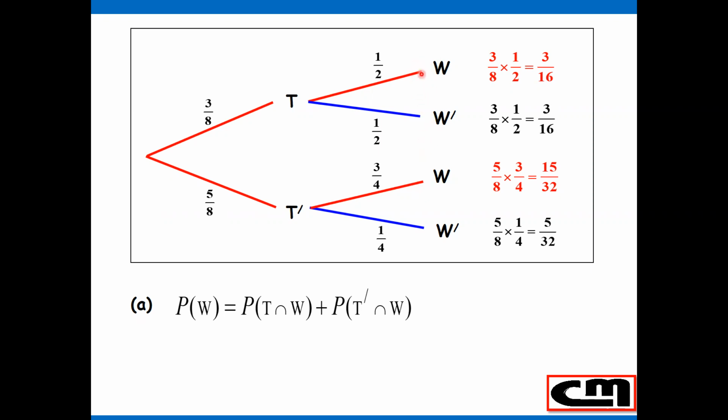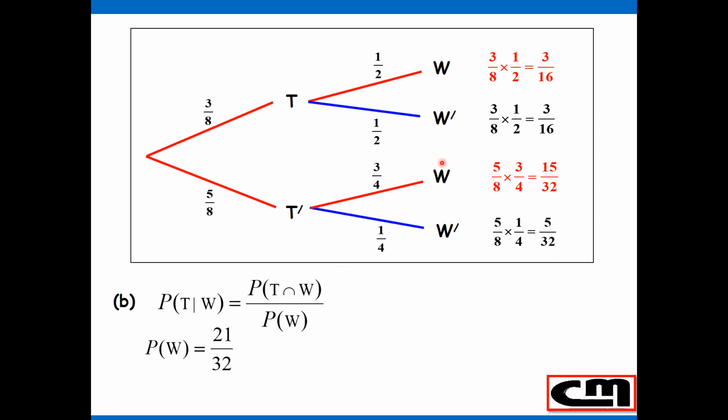We are applying the addition law of probabilities. So we are adding this, which represents T intersection W, plus this, P T prime intersection W, right? Here it comes: 3 over 16, 15 over 32. Then we do the algebra and simplify, you get 21 over 32. That's the probability of winning, right? Let us go on to B.